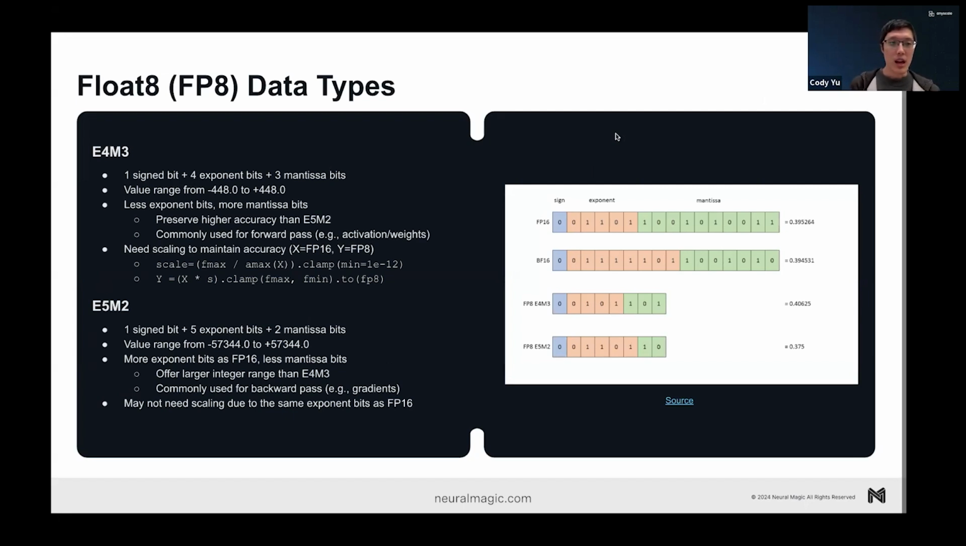So first of all, I want to introduce two data types in FP8. We usually use two different formats to represent 8-bit floating points. That could be E4M3. That means 1 sign bit plus 4 exponent bits and 3 mantissa bits.